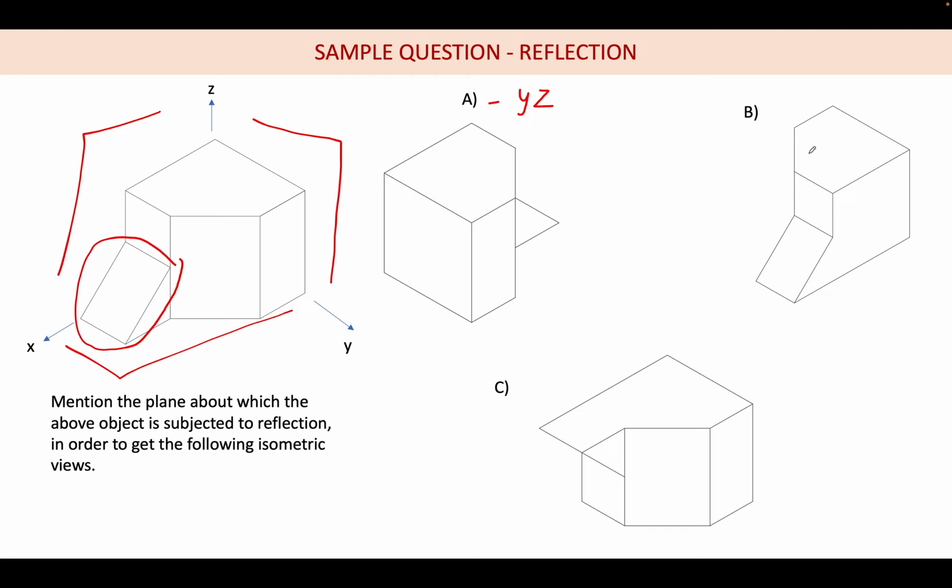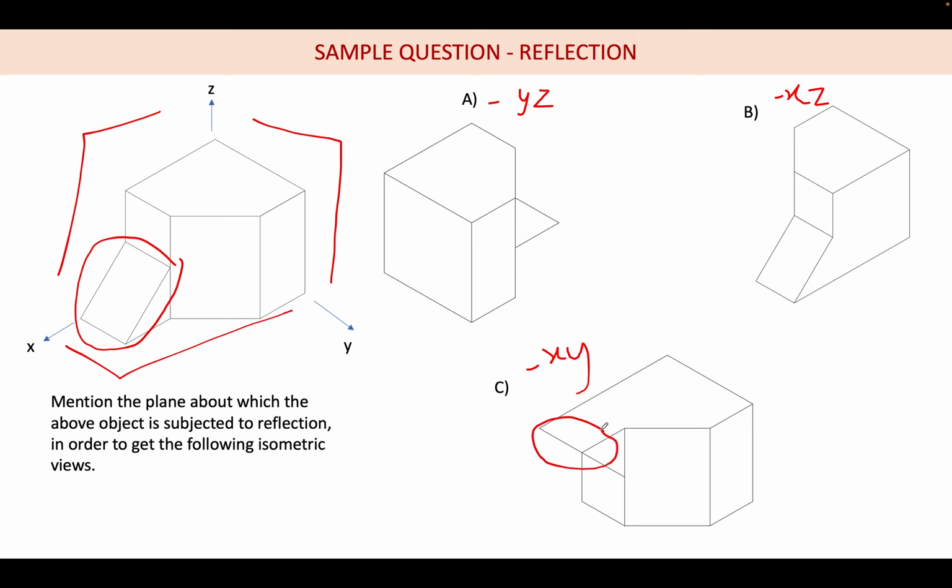So in this case, B, you have to look at this chamfer. X and Z axis. Yes, so it is the xz plane, correct? If you are mirroring in the xz plane, this chamfer goes to the left hand side like this. Okay, C option, this chamfer is coming to top, so it is xy. If you are reflecting about the xy plane, this chamfer comes to top like this.